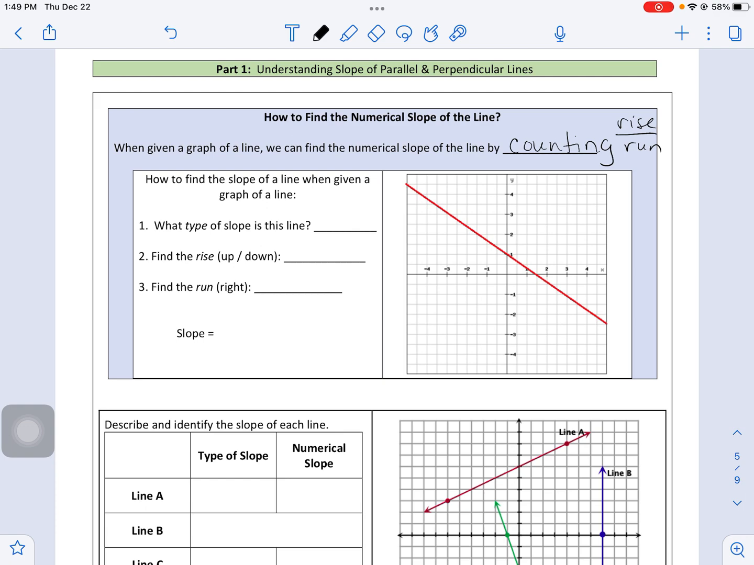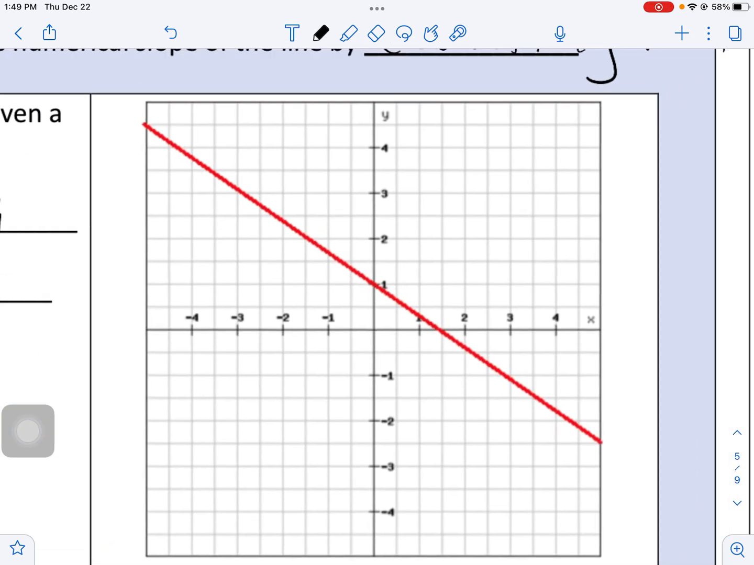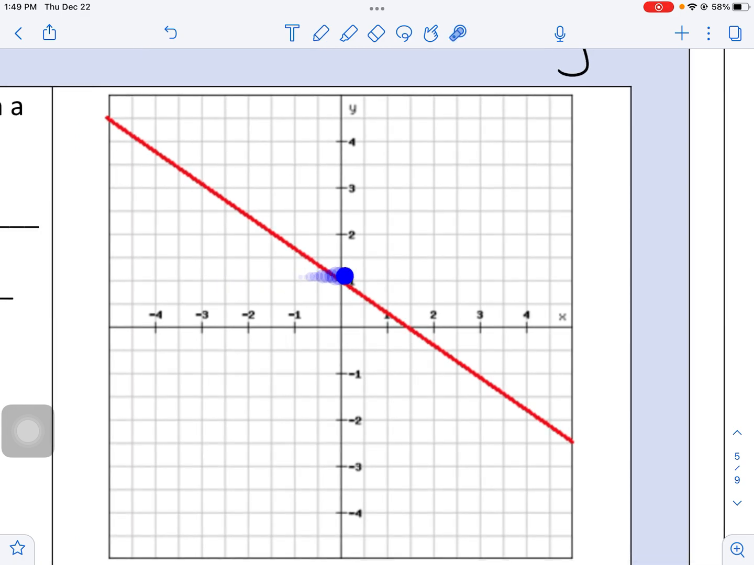So what type of slope is this red line? If it goes in this direction, this is called a negative slope. If it goes in this direction, to the right, this is called a positive slope. To find the rise, up and down, we're going to do that. So if I'm looking here, I can see there's no point. So we have to find where the lines horizontally and vertically cross. I can see it crosses right here, and then I just follow along. Where does it actually cross? I would say it crosses down here.